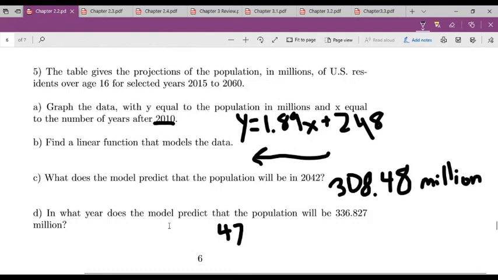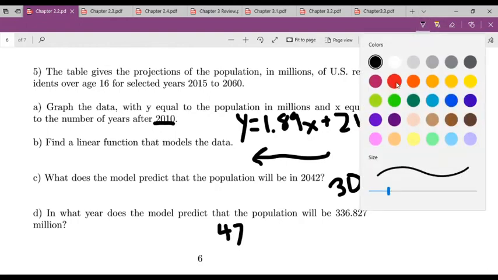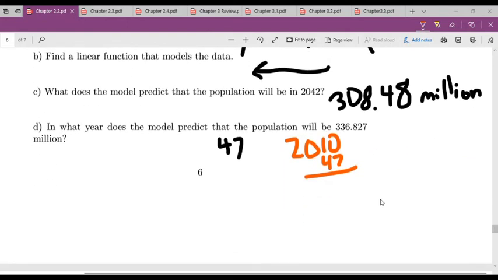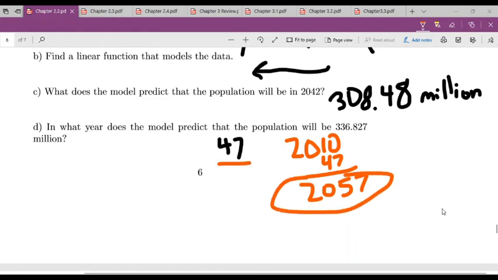Alright. D says, in what year does the model predict the population will be 336.827 million? Okay. So 47 is probably not the answer they're actually going to be looking for. They're going to want to find the actual year. It's years after 2010, so we need to take 2010 and add 47 to that. You should find that it's obviously year 2057. That would be the answer that we're looking for. So if you give 47, you're probably going to get it wrong. The answer you need to give is that one, 2057.